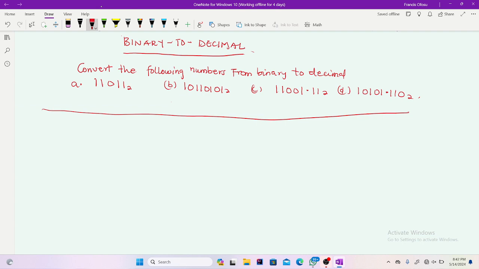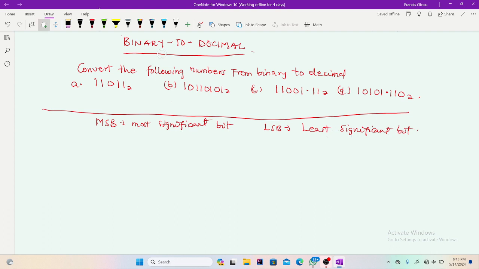Before that, I have a few terms to introduce you to. We have something we call the most significant bit. Then we have the LSB, which is also called the least significant bit. So whenever you see these two terms in binary, it means that we are talking about the most significant bit and the least significant bit, right?